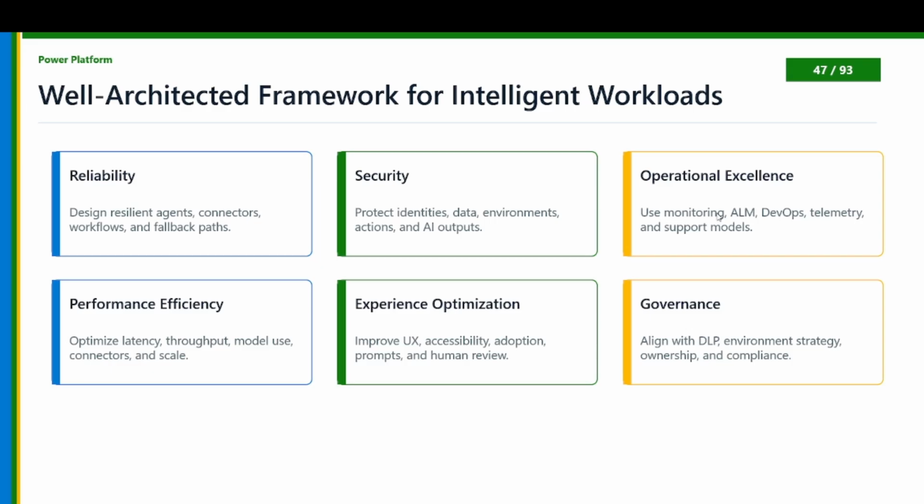Operational excellence is using the output of observability to determine the success of your agentic AI application. In a Power Platform ecosystem, operational excellence involves using monitoring, application lifecycle management (ALM), adopting a DevOps culture, using a telemetry platform like Application Insights to collect metrics and properly visualize them to generate insight and receive feedback from the performance of the agent, and then using support models as well. Very, very important for operational excellence.